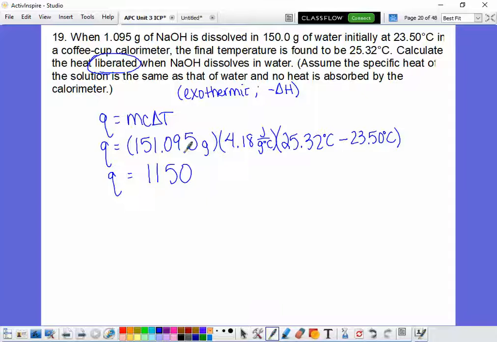Nope, it's a constant. The 4.18 does not count. What's our unit? Joules. All right. So I told you we were going to get a positive Q even though we know this is exothermic. Why? Why is Q positive?